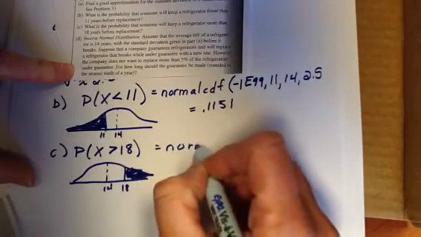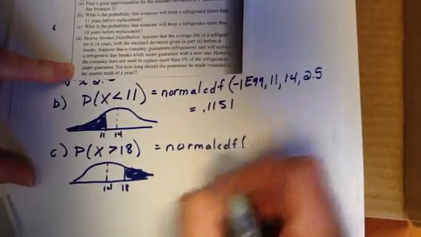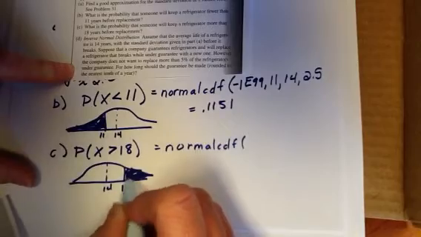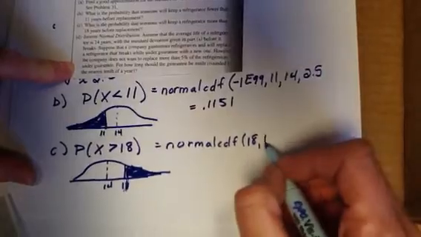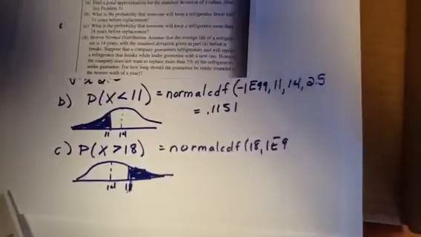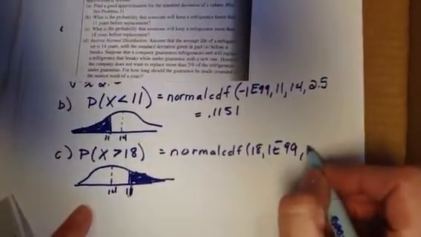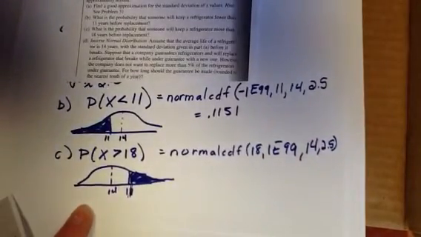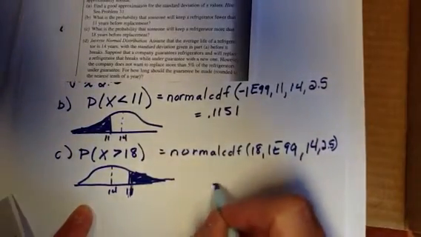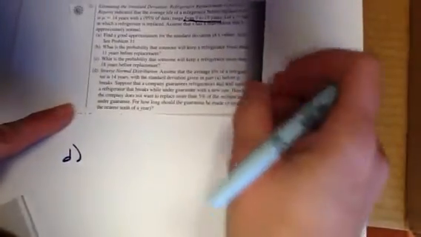We do our normal CDF. The lower bound of the shaded region now is the left-hand side, or 18. The upper bound goes on forever, so we have 1 E99, comma 14, comma 2.5. Okay, I'll let you guys do that one. So go ahead and put that in your calculator. Maybe hit pause. And we're going to do part D here before I end this example.